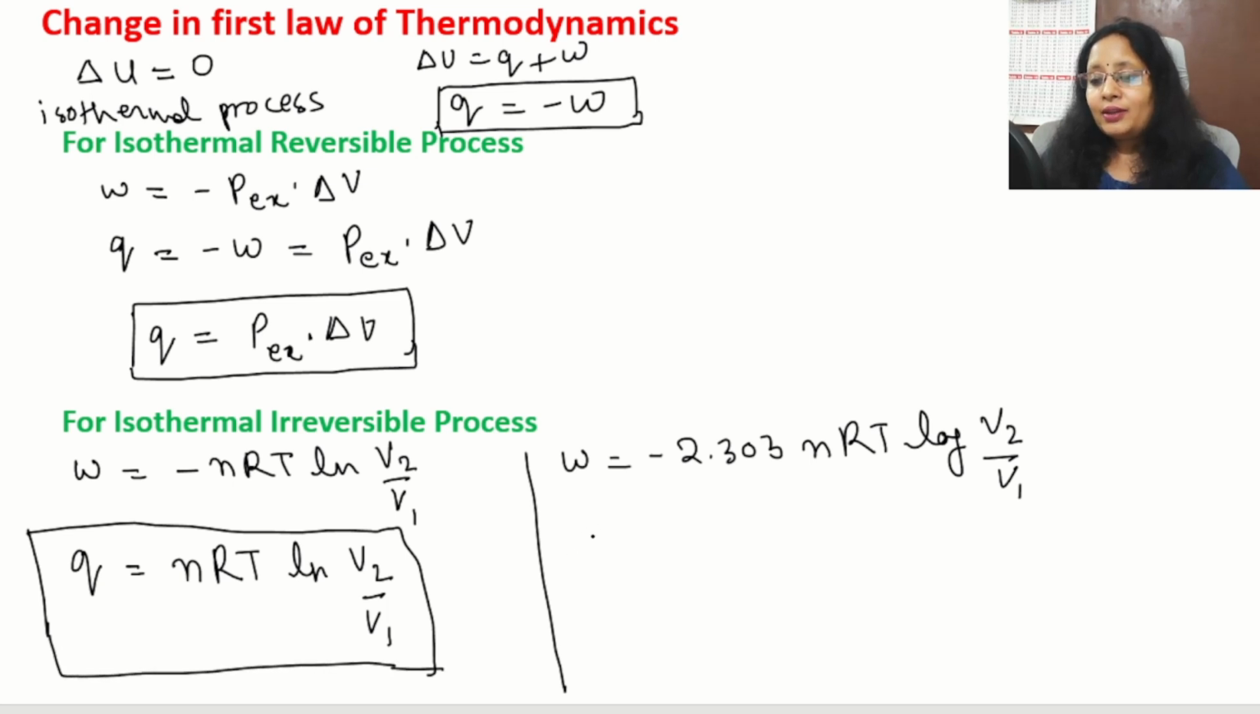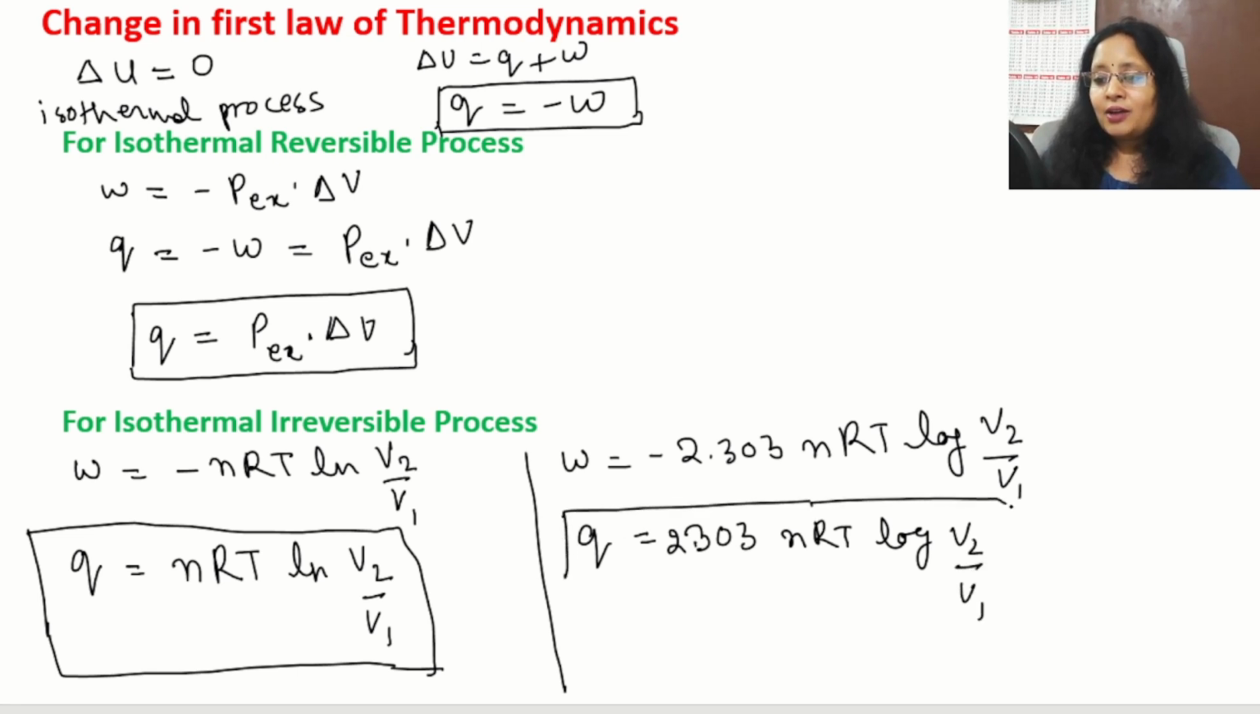Here in the same way, Q is equal to minus W. So minus and minus cancel out. It becomes 2.303 nRT log V2 upon V1. So both the equations are valid. We can use them as per the conditions.